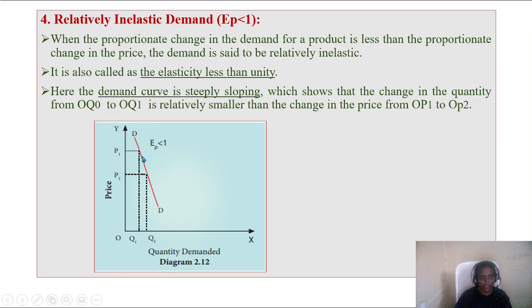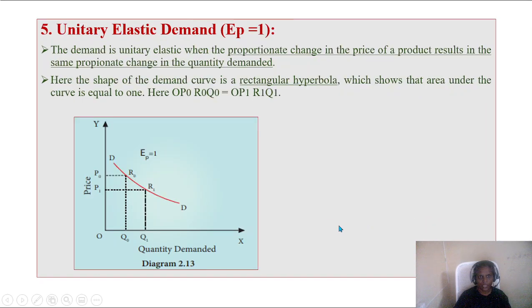If you join all the price and quantity points, you get a demand curve DD. The sloping downward curve will be very steeply sloping. Here EP is lesser than 1. The calculations of all those things we will see in the coming session. Then the fifth one is unitary elastic demand. Unitary elastic demand is nothing but the equality between the price and quantity changes.